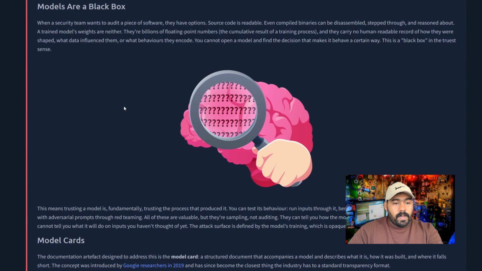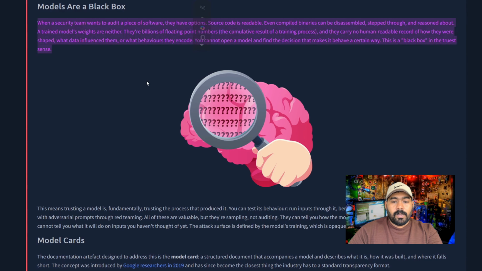When a security team wants to audit a piece of software, they have options. Source code is readable. Even compiled binaries can be disassembled, stepped through and reasoned about. A trained model's weights are neither. They are billions of floating point numbers, the cumulative result of the training process, and they carry no human-readable record of how they were shaped, what data influenced them, or what behavior they encode. Now let's look at the key implications.